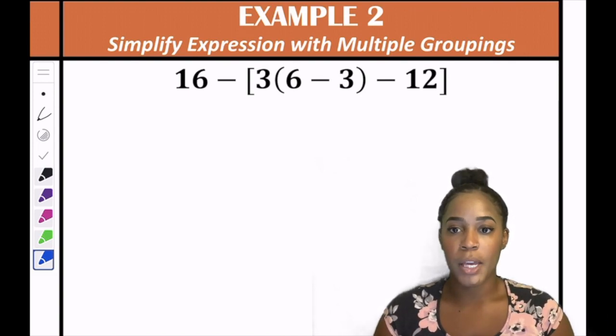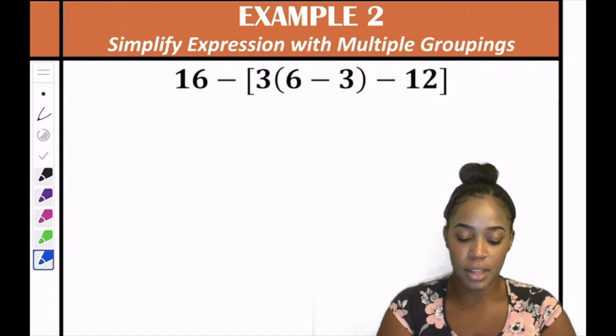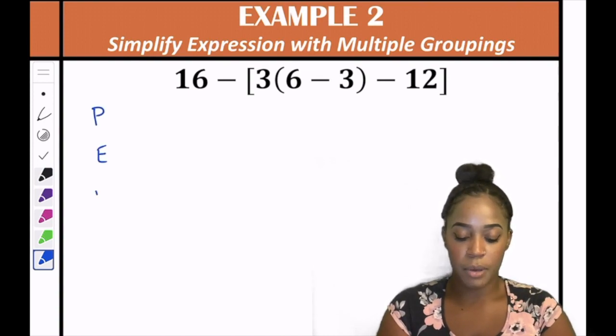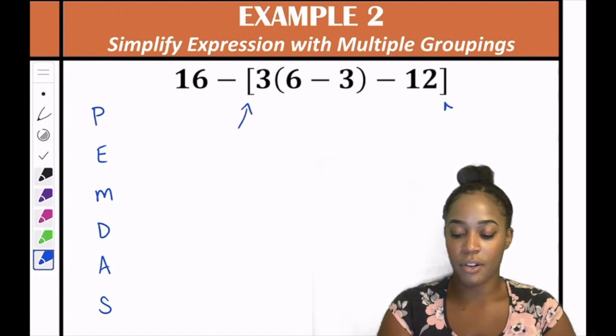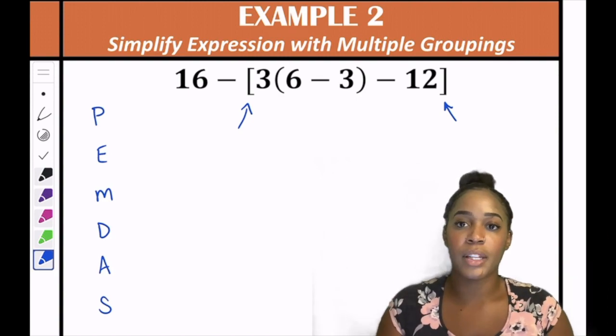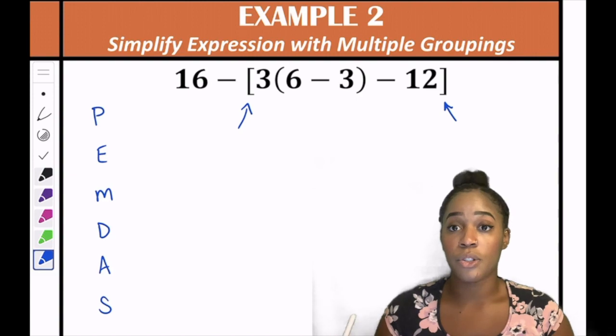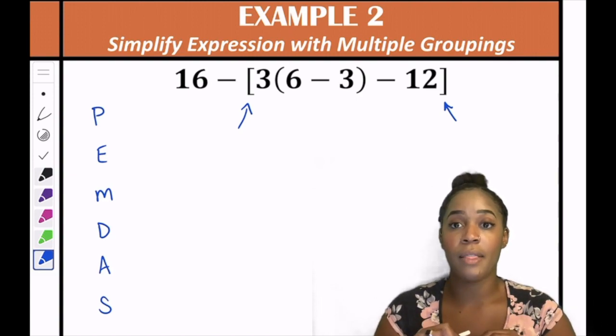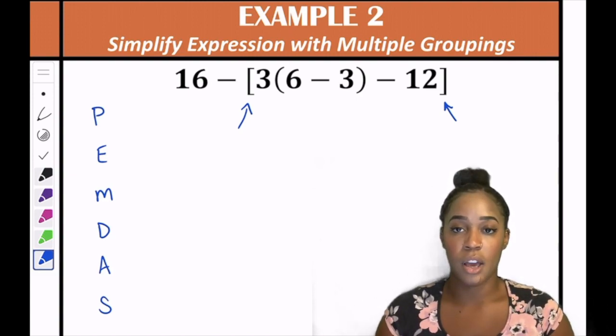In example 2, we're gonna simplify an expression that has multiple groupings. So what does that mean? We see that we have parentheses there, which is our first step in the order of operations. But we also have these brackets here. I'm just gonna draw an arrow to them real quick. So we also have those brackets there. What that means is they're just a second set of parentheses that we also need to address. We have to do what's inside those and then work our way outward to the other parentheses.